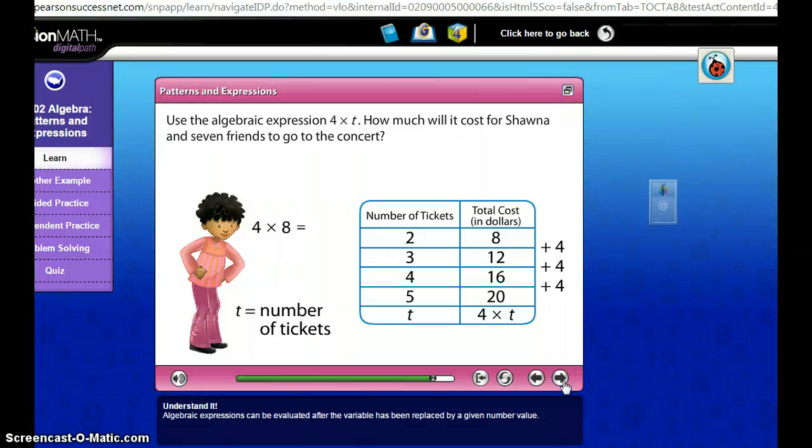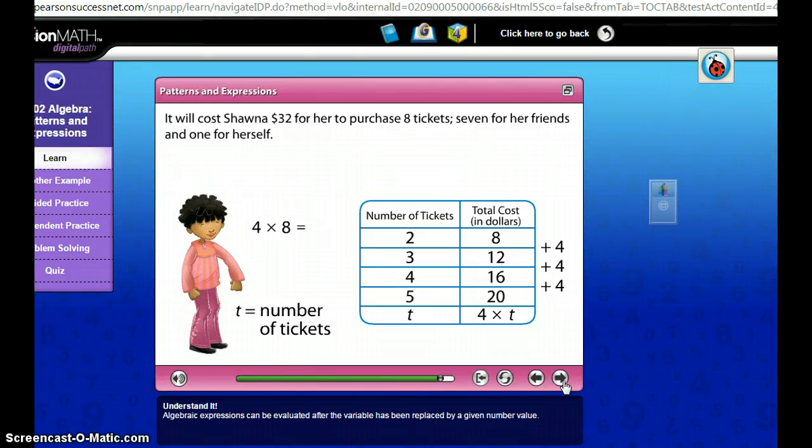We have 4 times T because with this expression, we can figure out any amount of people who go. We could figure out how much it would cost for 256 tickets. We would take 4 times 256. This rule right here works for any number you plug in for T. And that's what you're going to have to do in today's assignment. It will cost Shauna $32 for her to purchase 8 tickets, 7 for her friends and 1 for herself.